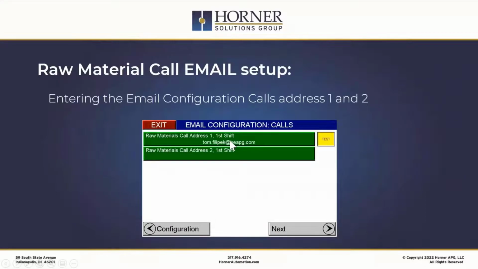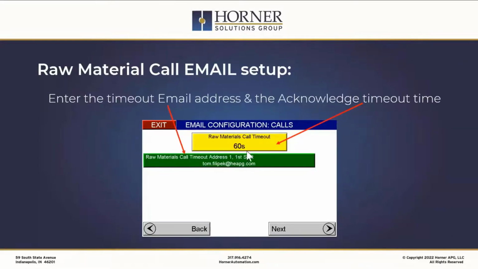This is where you go into shift 1 for raw materials. And so this is on the call function. We didn't get into a lot of detail on that. The call function lets you call for help, in this case, call for raw material help. And so there's multiple people that you can call in shift 1. And then there's a timeout process that if they don't respond or acknowledge that call, it goes to the next level up.